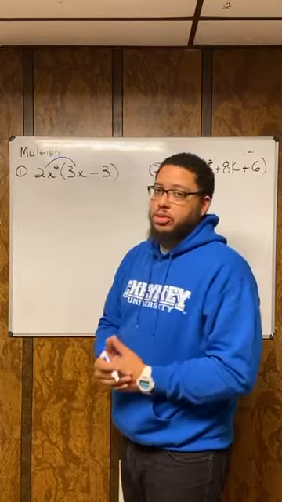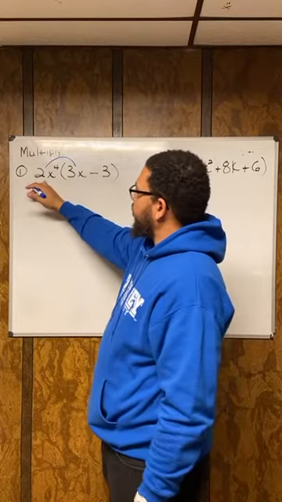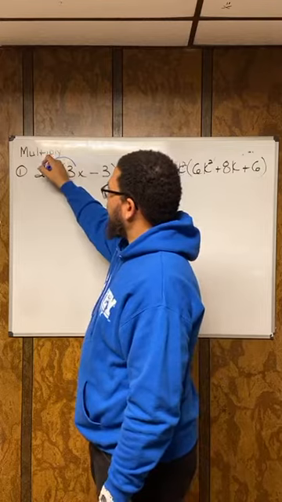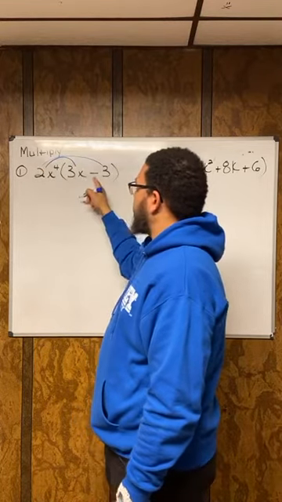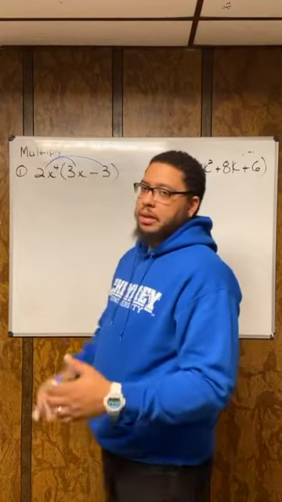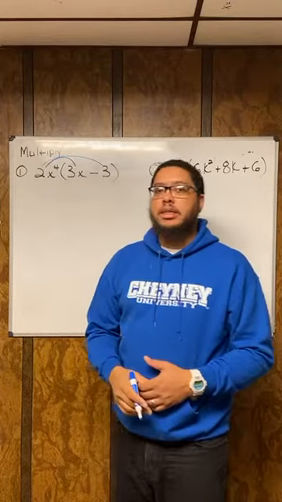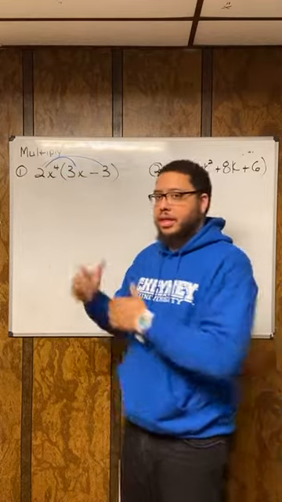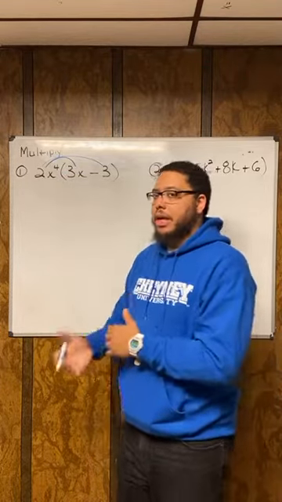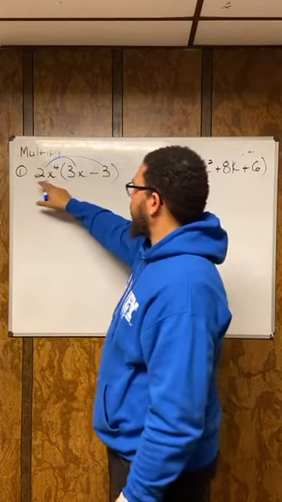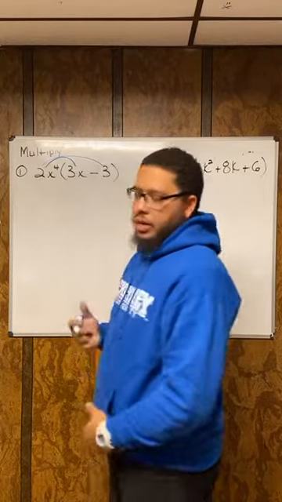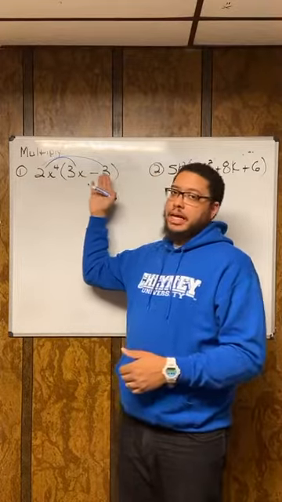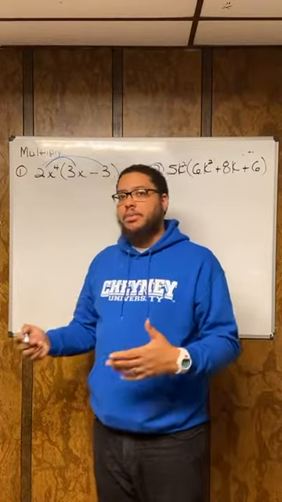Because the first thing I'm going to do is multiply 2x to the fourth by 3x. And then I'm also going to multiply 2x to the fourth by negative 3. A mistake that a lot of people make is they only multiply 2x to the fourth by the first term, in this case the 3x, and they forget to multiply 2x to the fourth by the negative 3. You can't forget to do that. You have to multiply the outside term by everything inside the parentheses. You can't leave anything out.